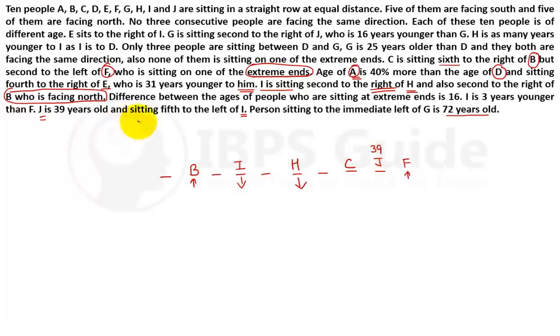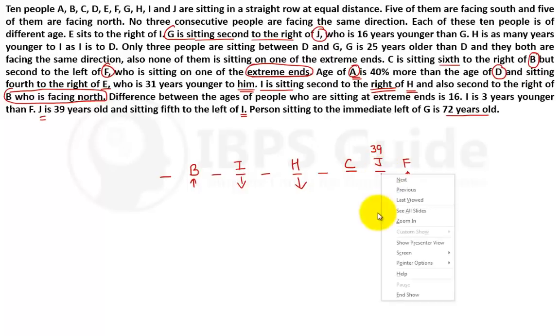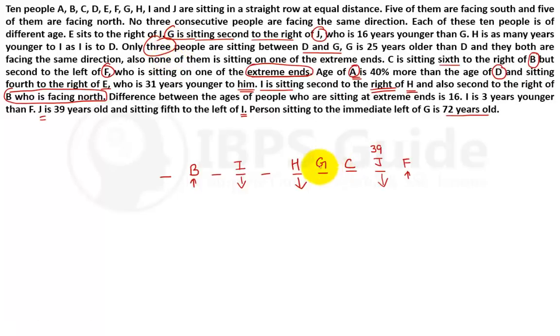Now anything else related to J? Let's see. There is one line written here about J. You see, G is sitting second to the right of J. Second to the right of J means, if J's direction is north, then second right is somewhere here. If J's direction is south, then 1, 2, G is here. And how many persons are sitting between G and D? Only 3 persons. So G is here, 1, 2, 3. D is somewhere here. Okay.